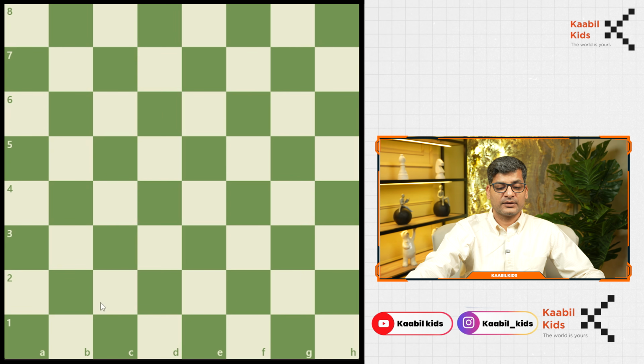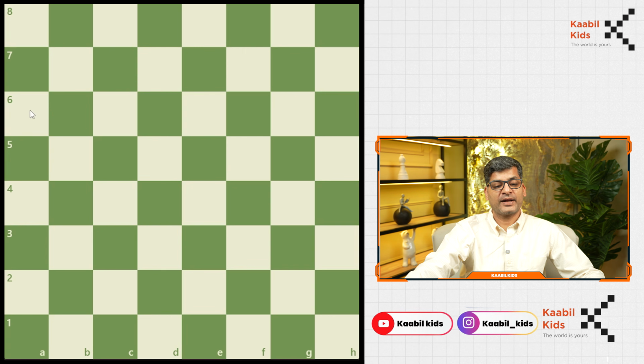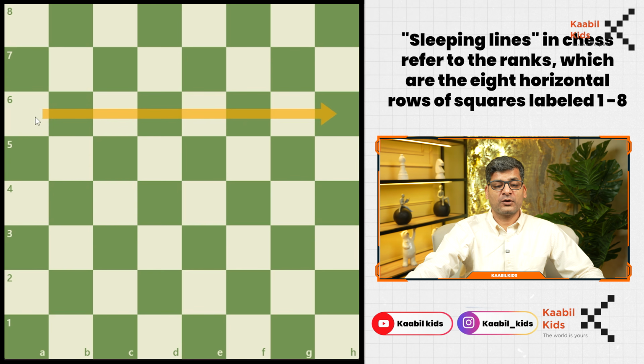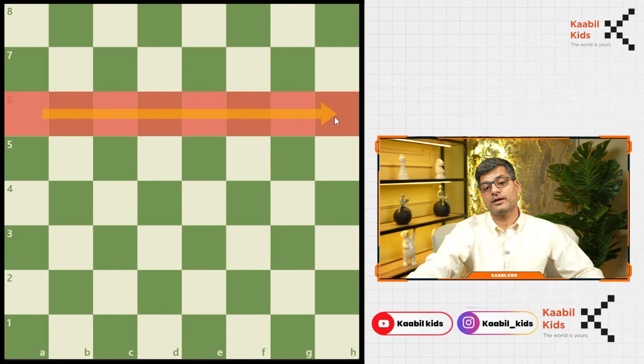Now can you spot the numbers on the side, numbers from 1 to 8? Now these are known as ranks. So for example, let's say if I have to show you rank 6, this is going to be rank 6. Rank 6, we can also say these are called sleeping lines. So let's count the number of squares. Again, there will be 8. So let's count 2, 3, 4, 5, 6, 7, 8.